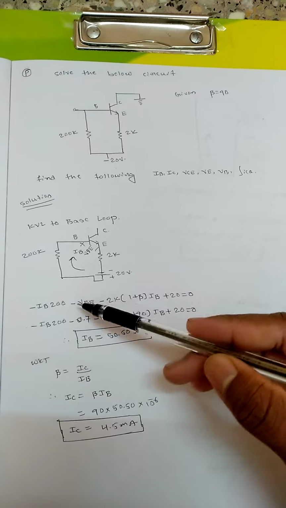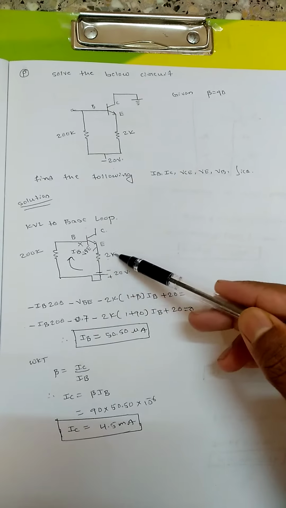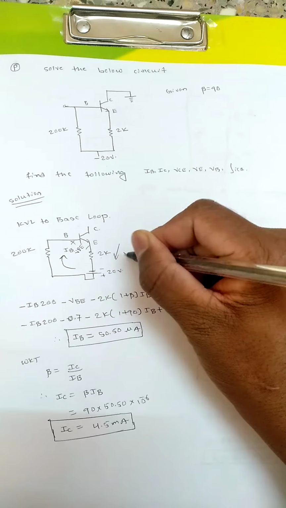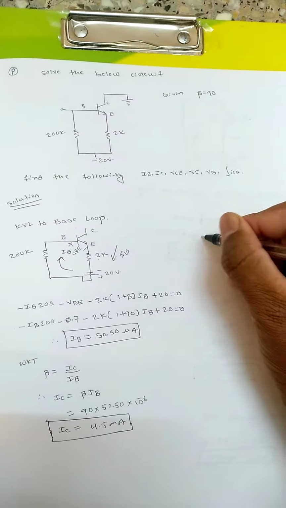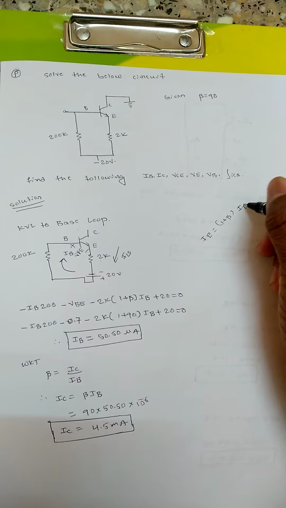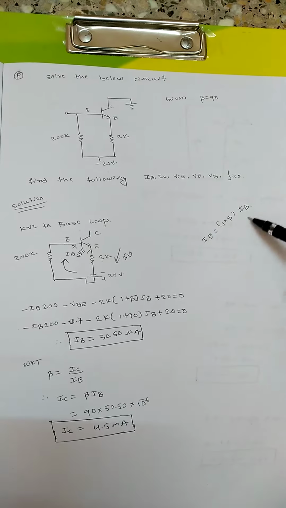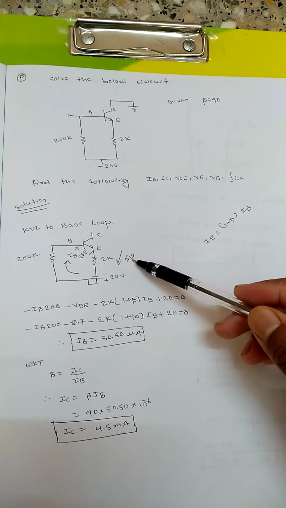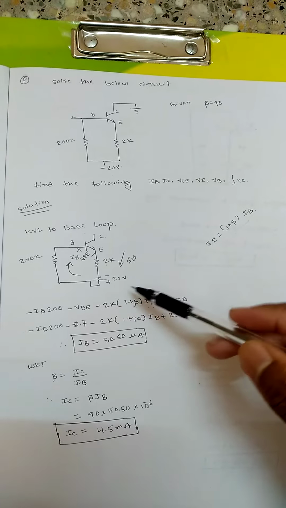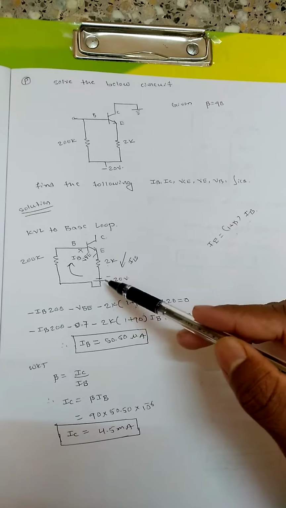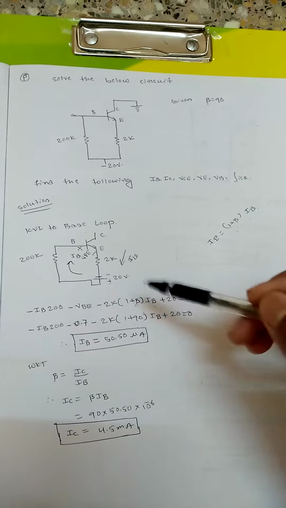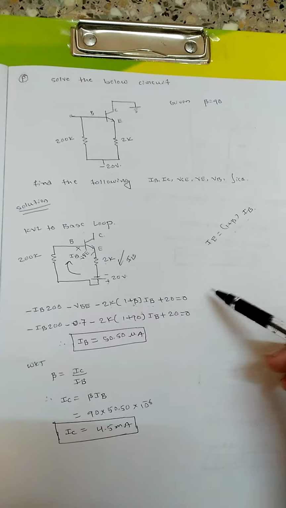Now coming to the equation: minus VBE minus 2k into IE, because the current flowing in this path is the emitter current. The relation is IE equal to (1 plus beta) into IB. I want to write IE in terms of IB, that's why I have written (1 plus beta) into IB, into the resistance 2k. Whenever you meet the minus terminal, you take the second terminal here because we are moving in the direction of current, so plus 20 equal to 0.